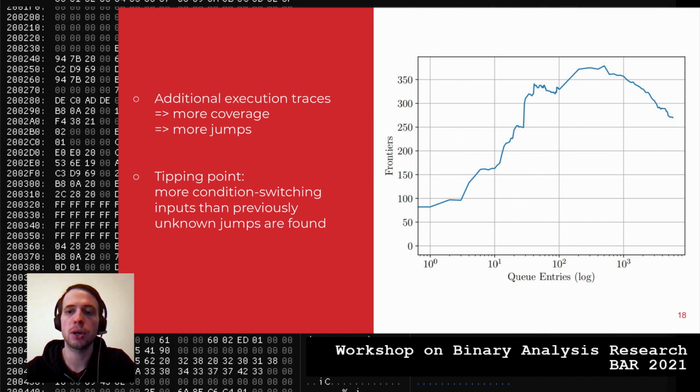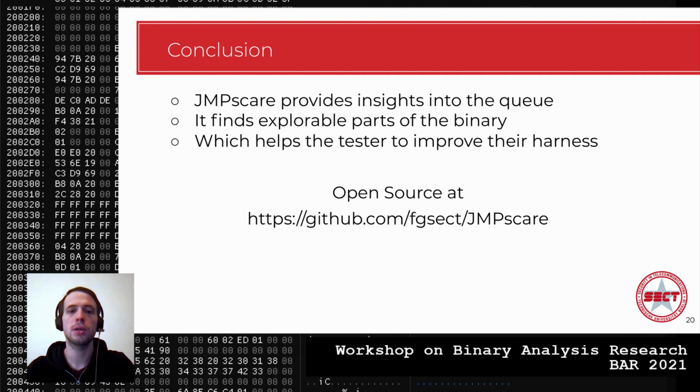And a similar tipping point can be observed in our coverage score. In the beginning of fuzzing, the coverage score is pretty low still because there's just not many conditional jumps explored. Then around 50 traces, there is a turning point here too. So to conclude, JMPscare provides insight into the queue. It finds explorable parts of the binary that are interesting. It finds frontiers that are interesting to be explored and helps the tester to improve their harness or even take a little shortcut with forced execution.